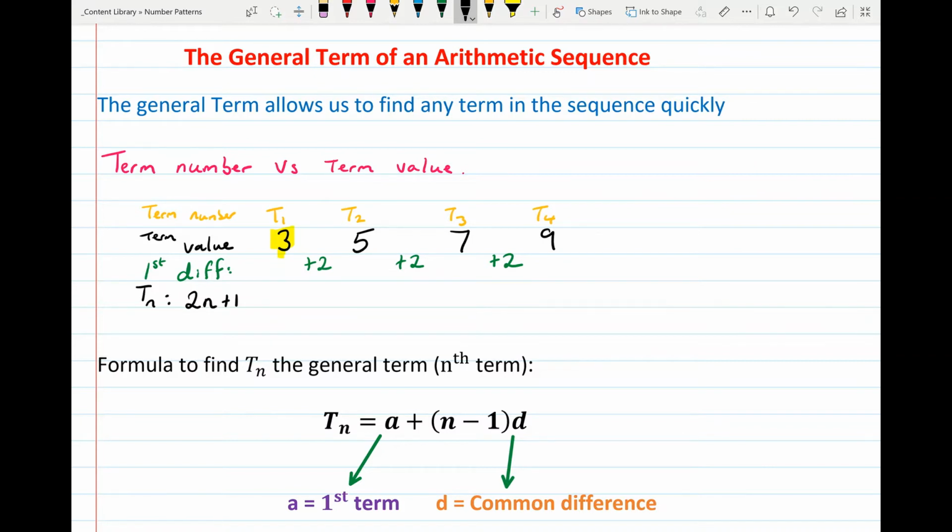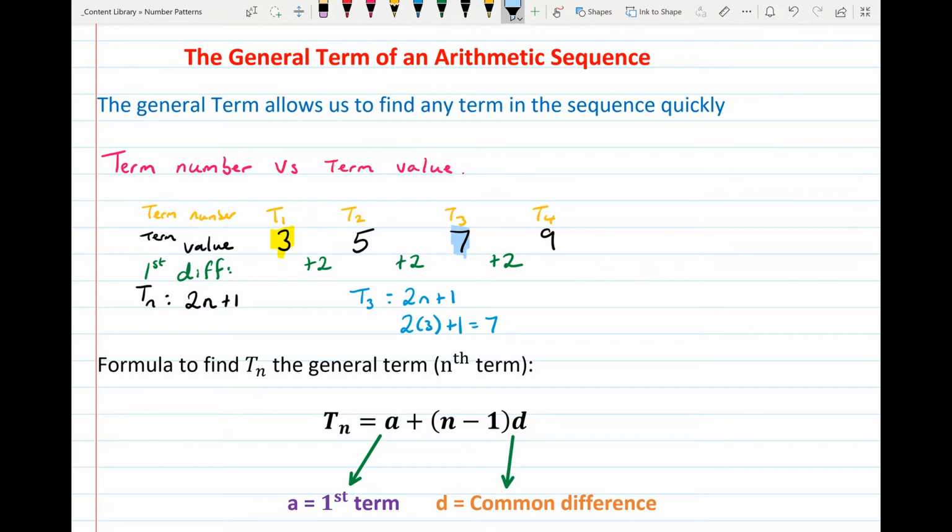Let's test it out. I'm going to try and find term number 3 in the sequence, and I'm going to say T3. That's term number 3. 2n plus 1, I'm going to replace the n with 3 because I'm interested in the third term in the sequence. 2 times 3 is 6 plus 1 equals 7. So that is correct. The third term in the sequence is 7.